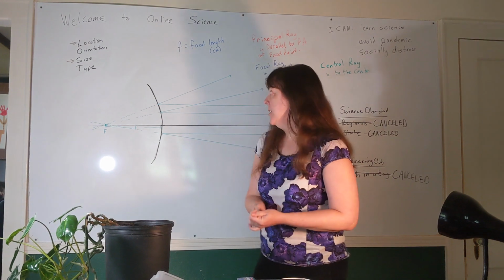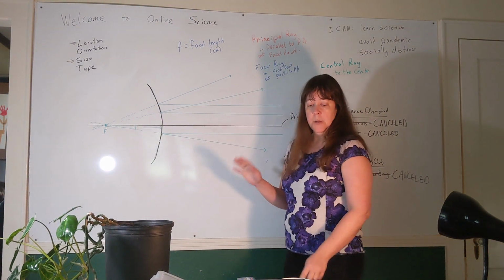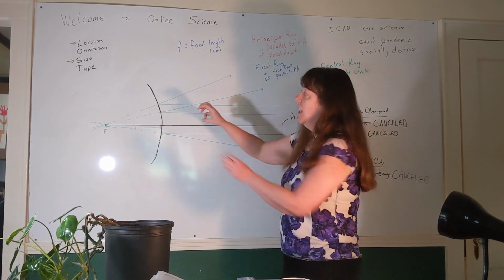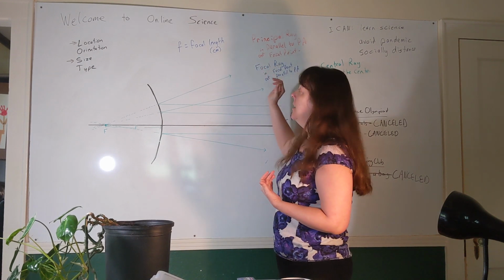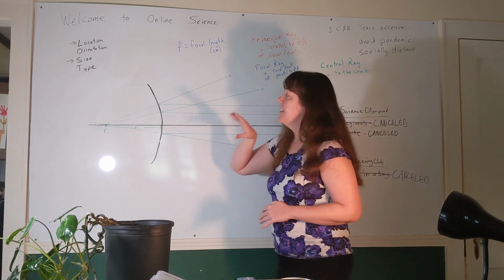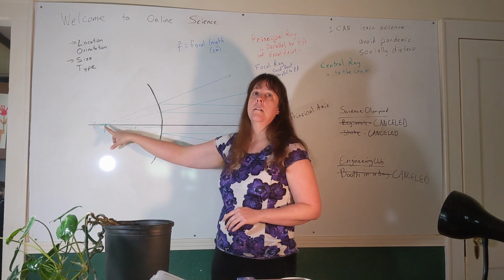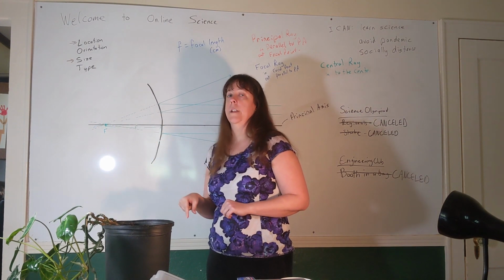For right now, what I want us to see is that with a diverging mirror, parallel light rays spread out after they bounce off of the mirror, but they spread out as though they came from a single point. And that single point is the focal point of the mirror.